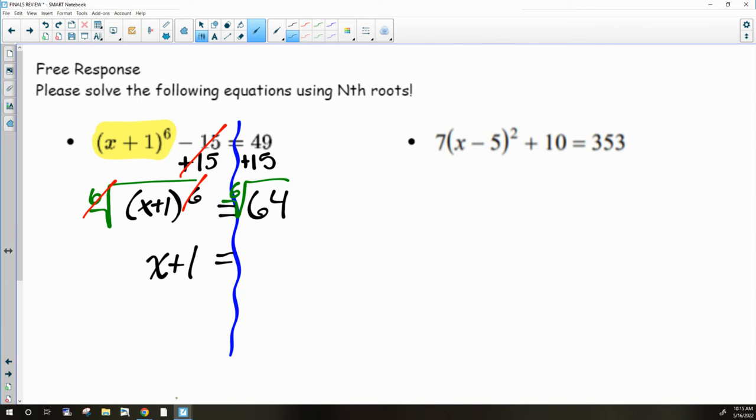That's where I type in my 6 in my calculator. Go to math, go down to that x root, option number 5. And you should see your calculator turn into a 6th root. Type in your 64, and you should get 2. One last thing to do. Subtract the 1, and then circle our answer.